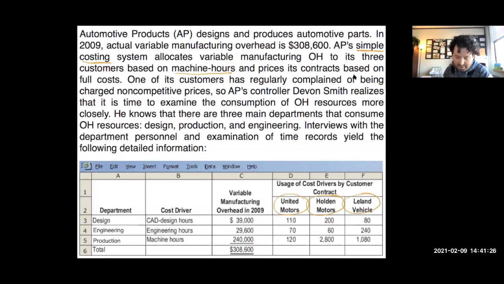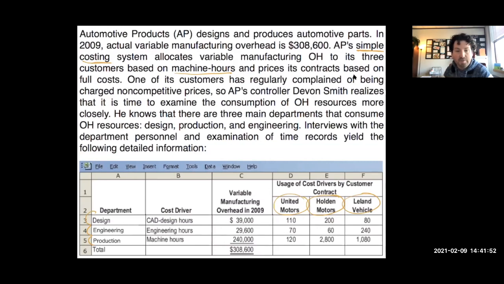One of its customers has regularly complained of being charged non-competitive prices. So AP's controller, Devin Smith, realizes that it's time to examine the consumption of overhead resources more closely. He knows that there are three main departments that consume overhead: design, engineering, and production. Interviews with department personnel and examination of time records yield the following detailed information.